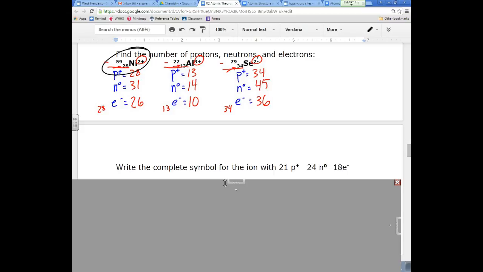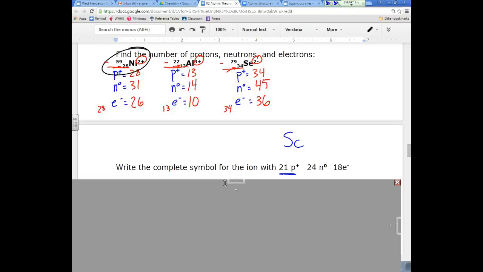Okay, so for the complete symbol for this, we have to figure out what element it is, and one subatomic particle identifies the element, and that is the number of protons. The number of protons is the atomic number, which we can find on the periodic table. On the one in the room, it's going to be that top number in blue. So we look for number 21, and it is Sc, scandium, named after where it was discovered.